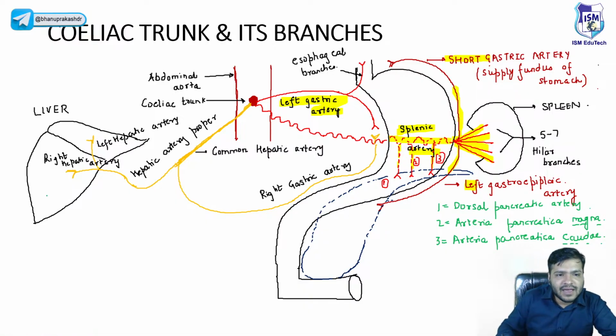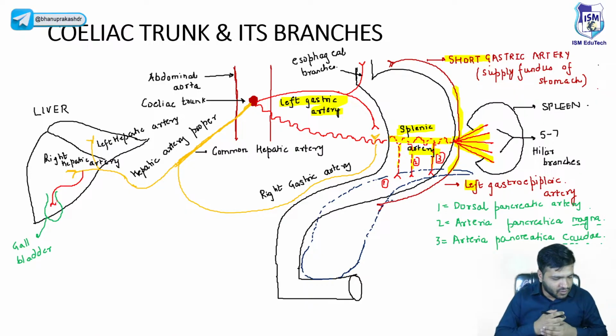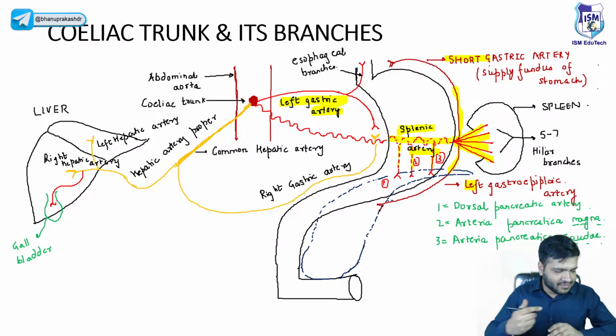Now remember guys, we have something which is called the gallbladder. Now from the right hepatic artery, beta, again very important, from the right hepatic artery an artery will come and supply the gallbladder. Fun mode says 4.